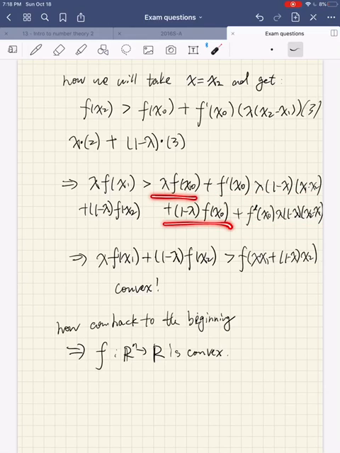Therefore, we'll get this equation, and then because this term and this term cancel out, and this term only has f of x0, we'll get this equation. It's exactly what we need for convexity.